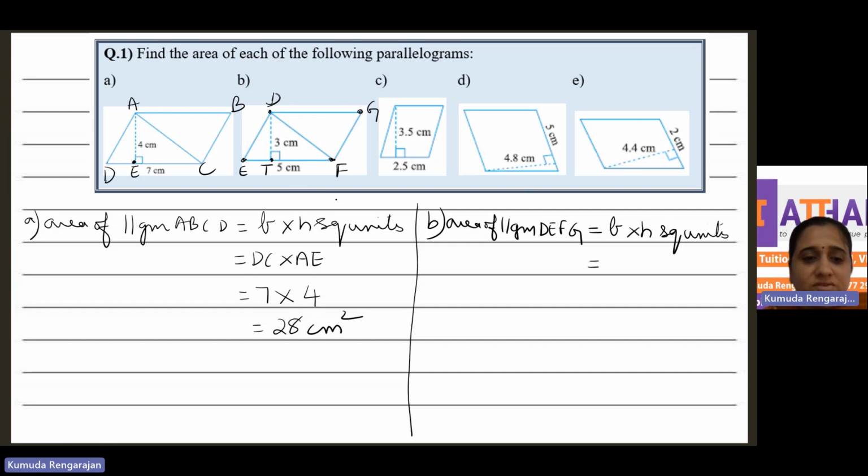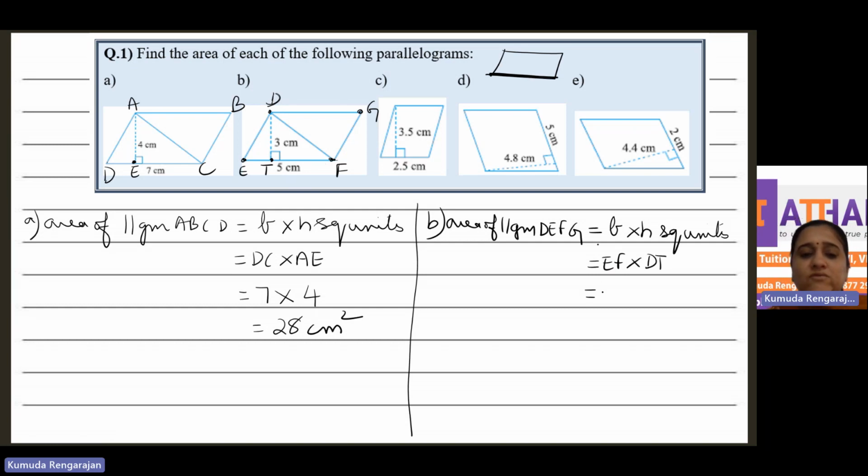Now, this is the base of your parallelogram. See, this is your parallelogram. This full thing is the base. So what's the name of the base? EF is the name of the base of your parallelogram. And which is the height of your parallelogram? DT. Very good. DT.